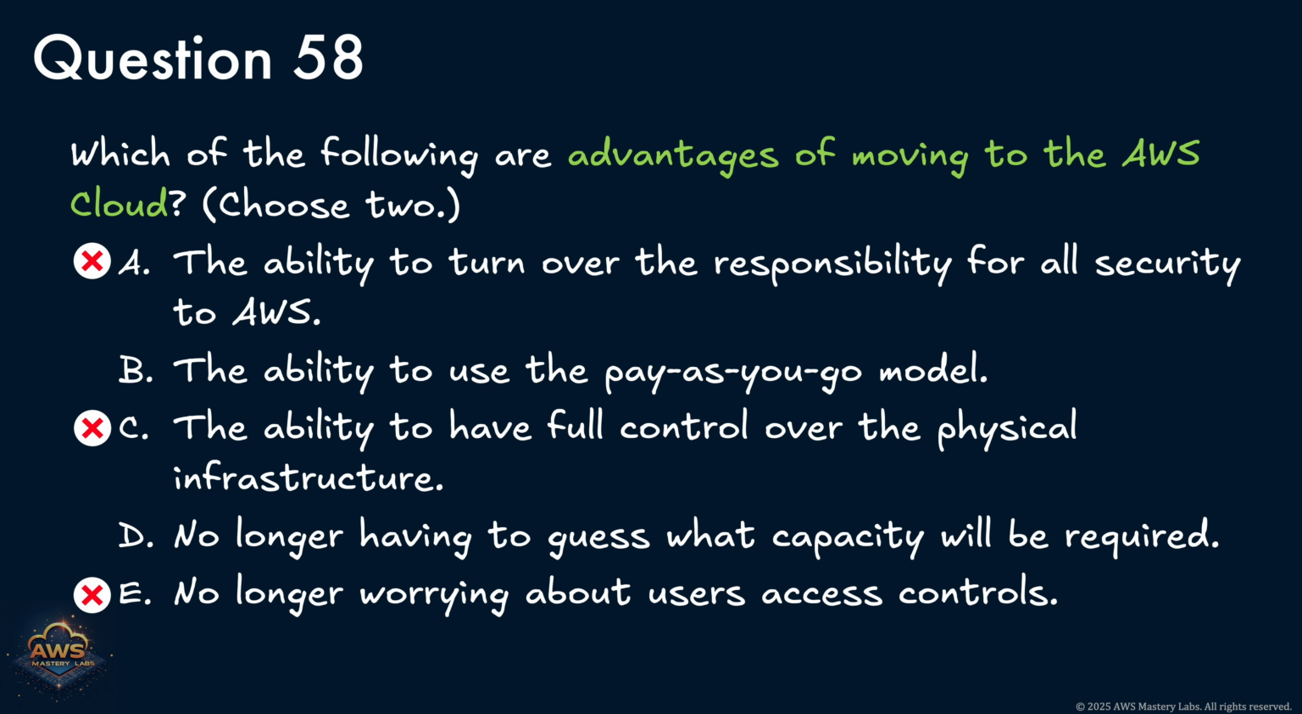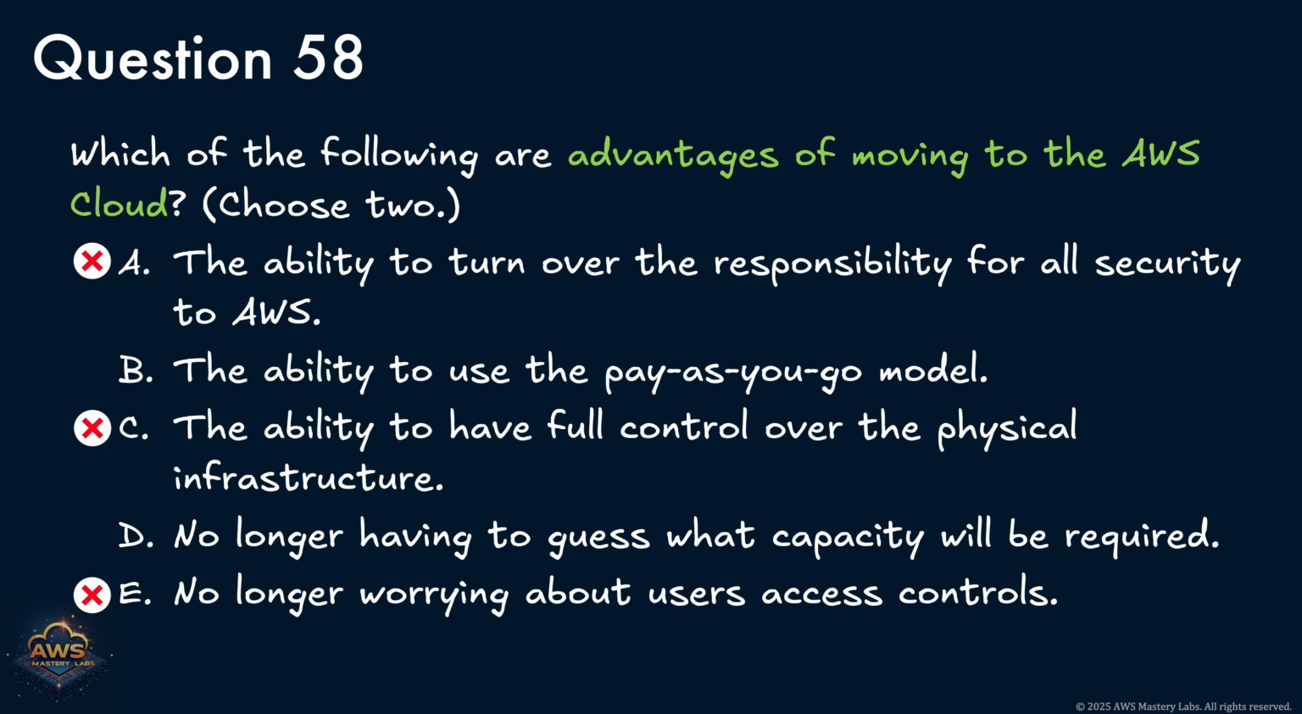Option B, the ability to use the pay-as-you-go model. This is one of AWS's most cited advantages. You only pay for the compute, storage, and services you use, with no upfront capital investment. This model reduces cost overhead and encourages efficient resource use. Correct, because pay-as-you-go allows flexible spending based on actual usage, reducing capital expenses.